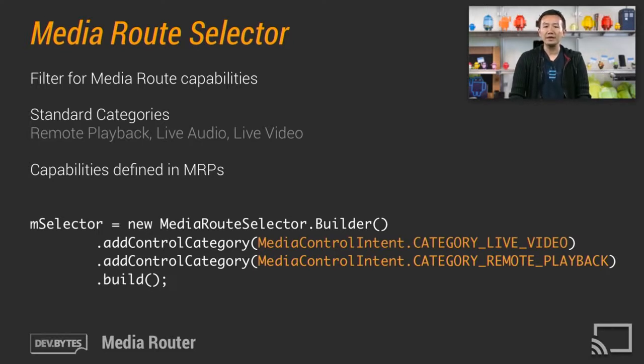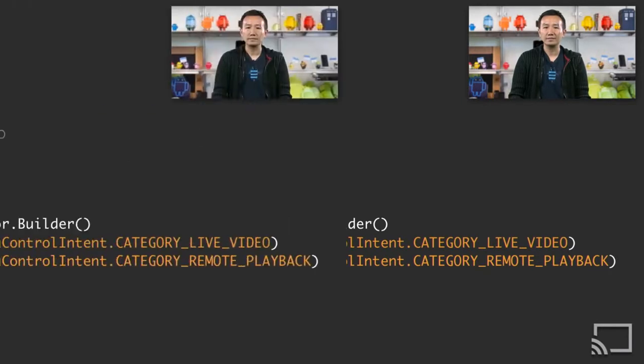For example, if an app asks for video streaming capability, the system won't present audio-only media routes to the user. There are several predefined categories, including remote playback, audio streaming, and video streaming. Of course, custom ones can also be defined by the MRPs.